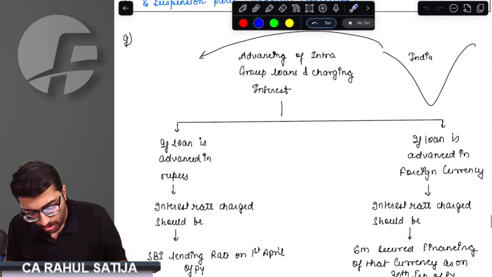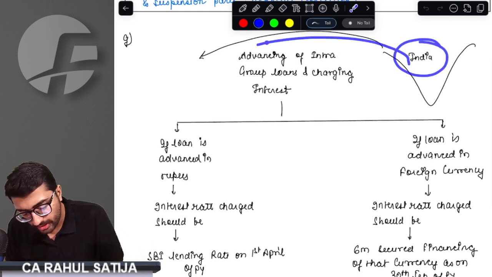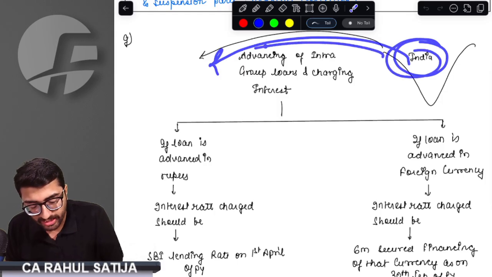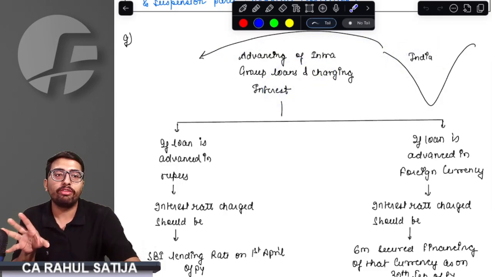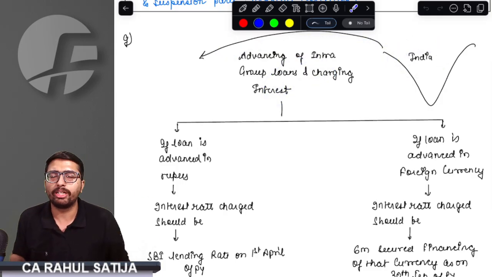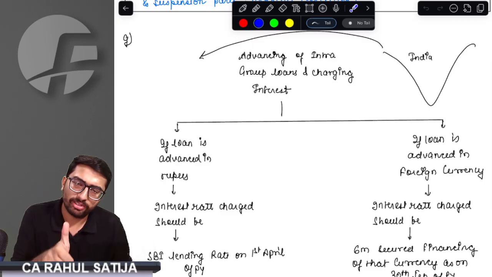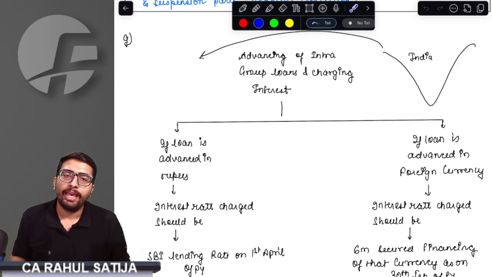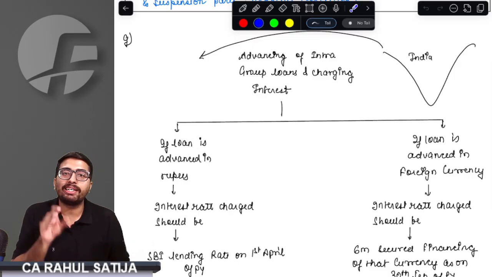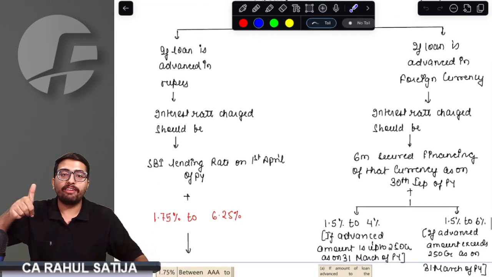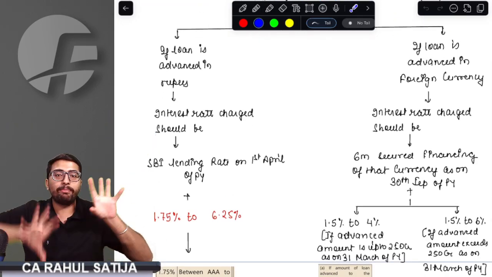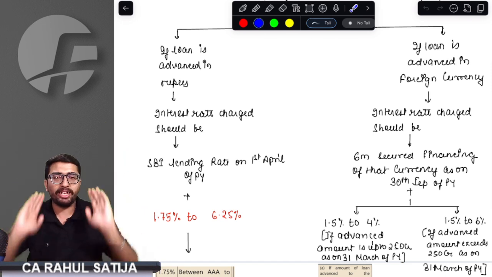First of all, the point to be noted is whether this Indian entity has given the loan in rupees or in foreign currency. Whether the loan is rupee denominated or foreign currency denominated has to be checked first. If the loan is denominated in rupees, then how much interest should this entity charge? Remember, try repeating after me: SBI rate plus something.